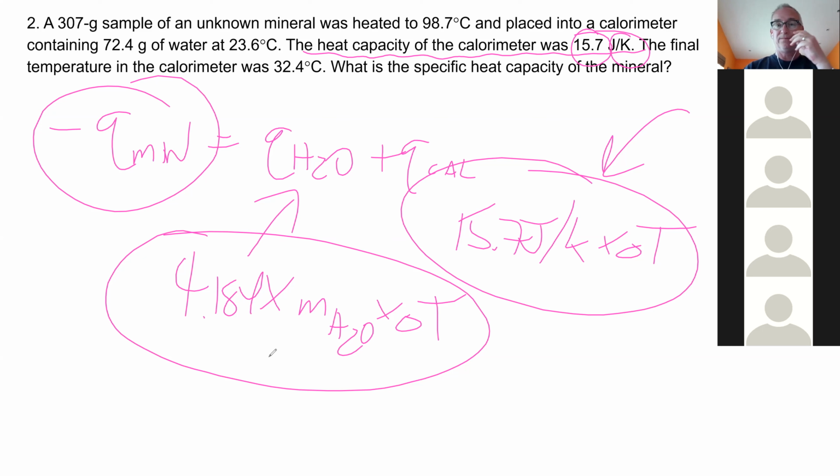So the initial temperature of the water is going to be the same as the initial temperature of the calorimeter, right? So the calorimeter delta T and the water delta T are going to be exactly the same. They're going to be 32.4 minus 23.6, so around 9 degrees. So the delta T here will be plus 9 degrees, and the delta T here will be plus 9 degrees. And the delta T for the mineral will be 32.4 minus 98.7. So that'll be negative.